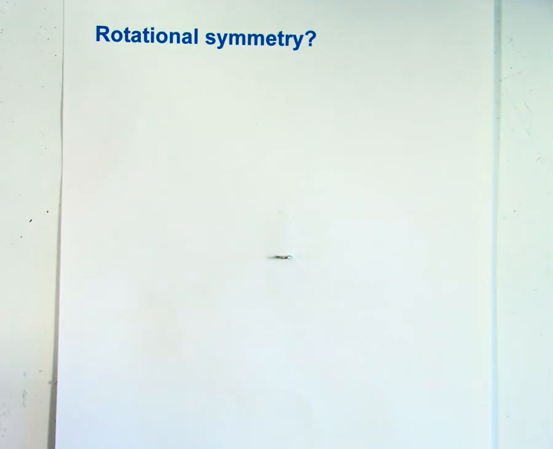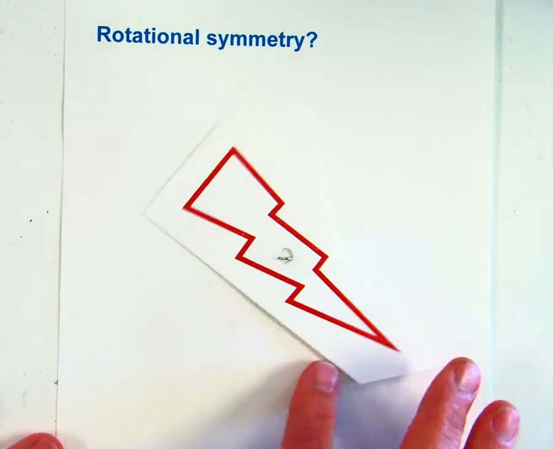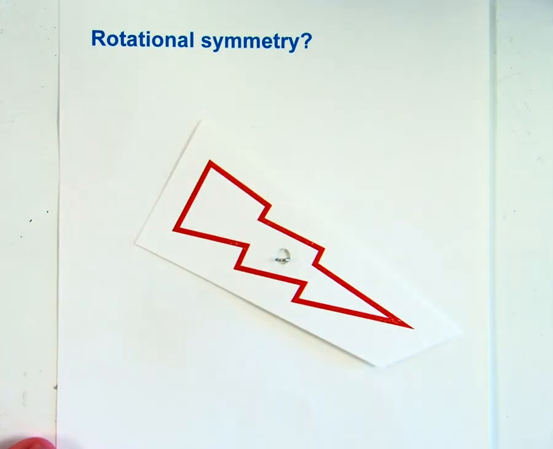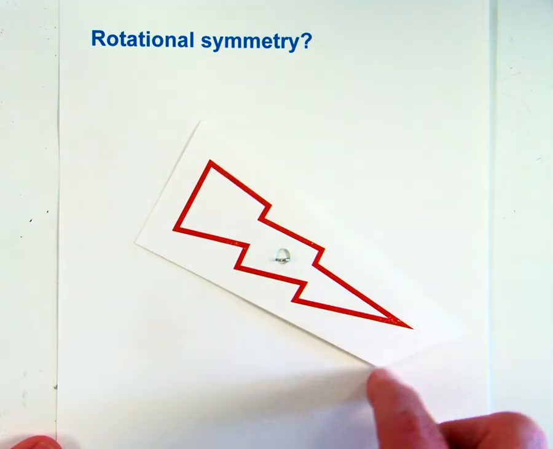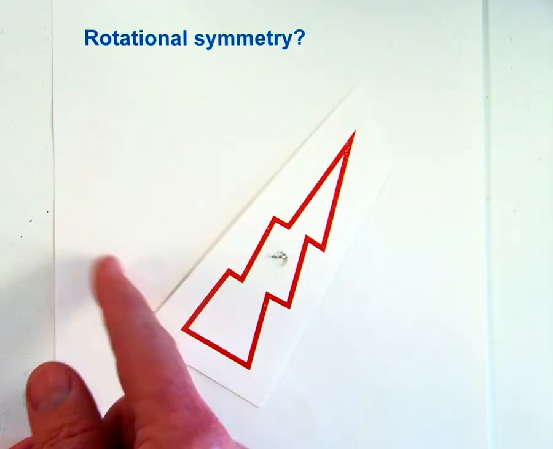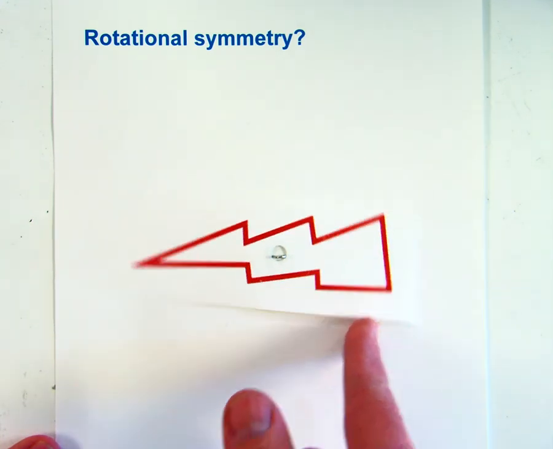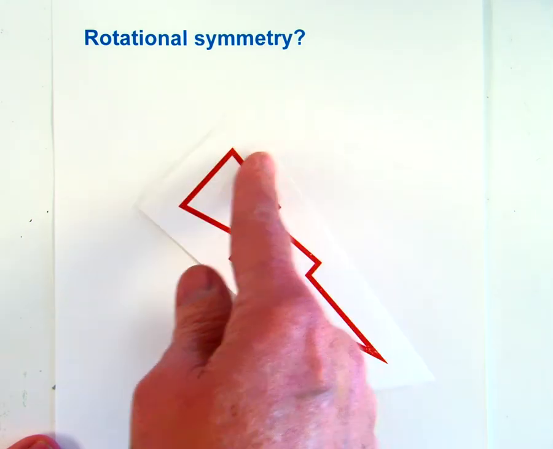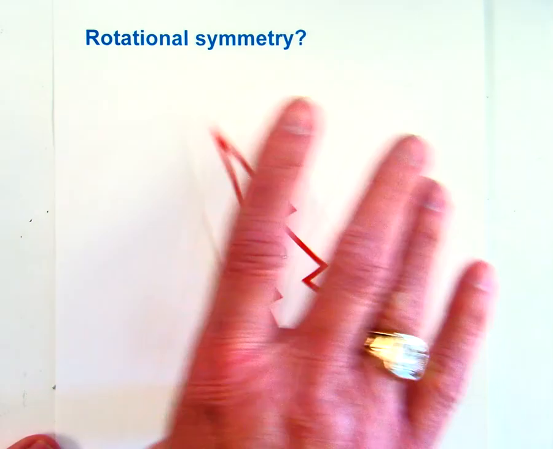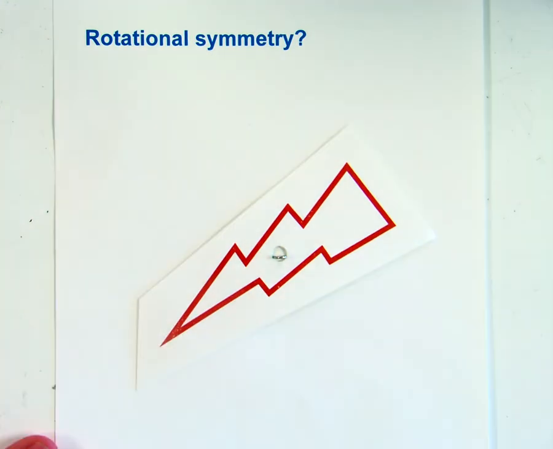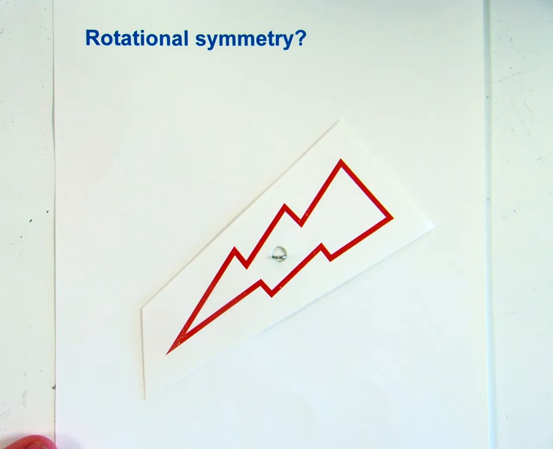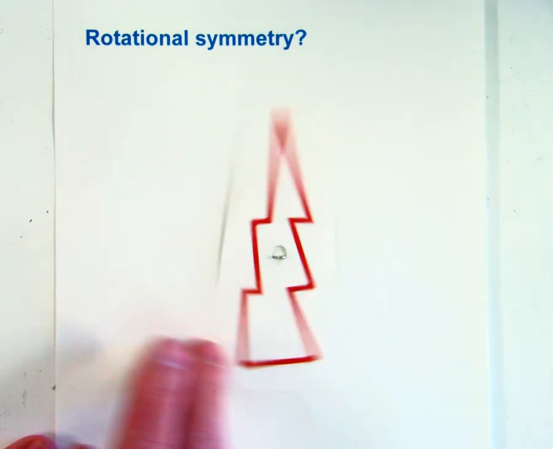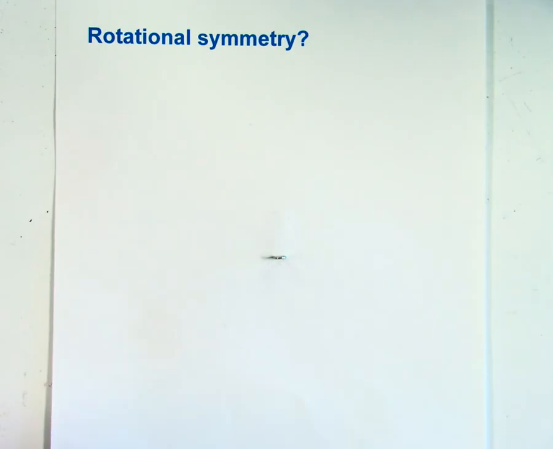Okay. Does this item, a lightning bolt, have rotational symmetry? Okay, well, let me try it. I'm going to rotate it. It looks different. There's only one time it's going to look the same, and that's at the original. So we say it does not have rotational symmetry because the only time is at 360. See, there's 180, there's 360. So we say there's no rotational symmetry.